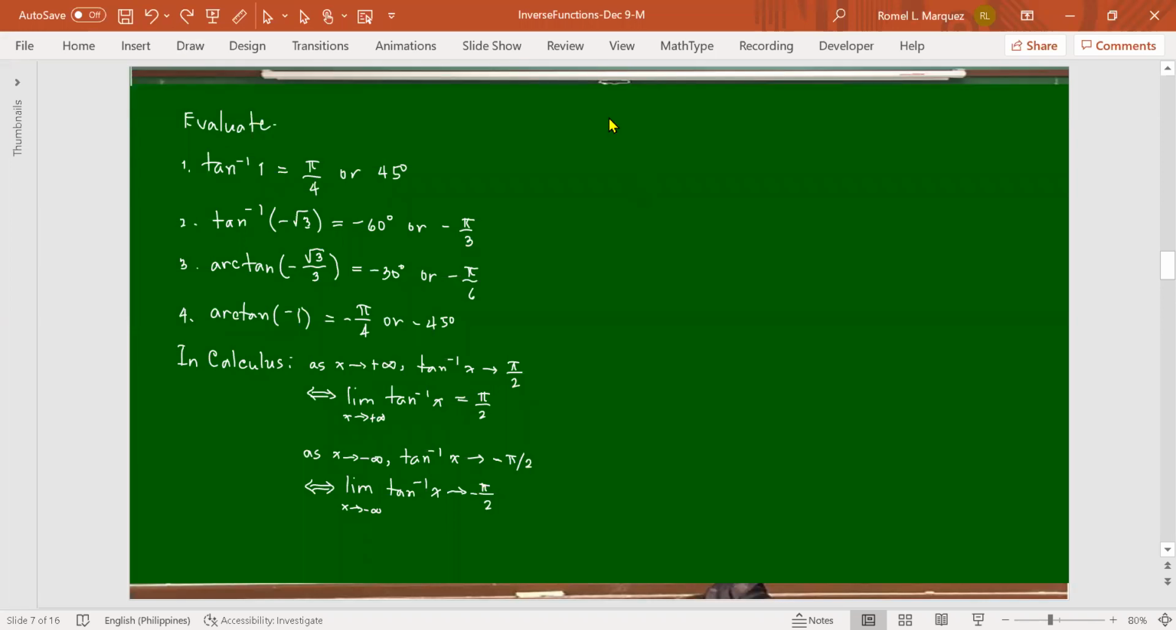So this is letter D. Inverse cotangent function. Okay? Inverse cotangent function.